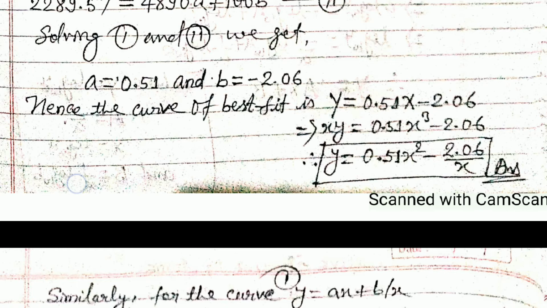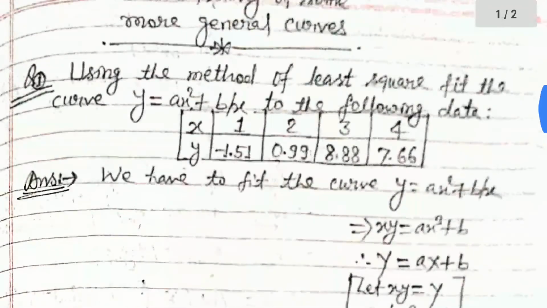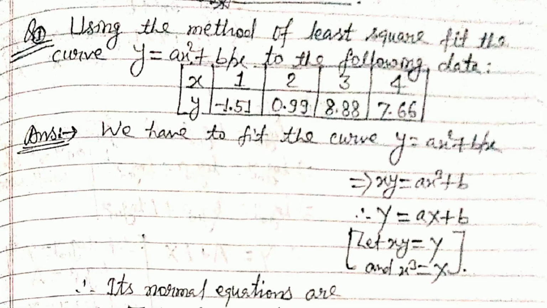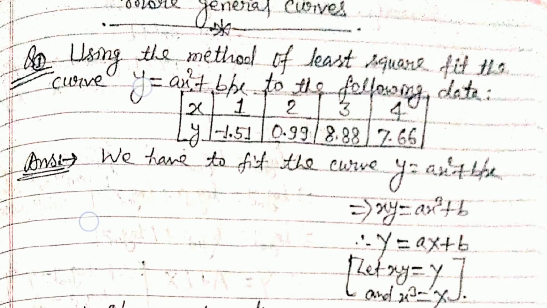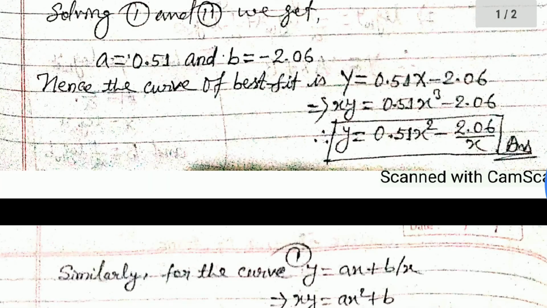Then we substitute and simplify it, and we find y is equal to 0.51 x square minus 2.06, by dividing throughout by x, because this is the required format which we have to obtain. In this question, that was the format. See here, y is equal to ax square plus b by x. This is the format in which we have to fit a curve to this given distribution. So that's the answer.